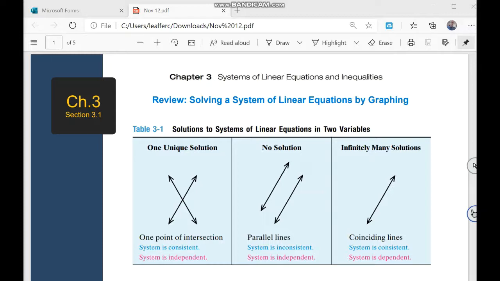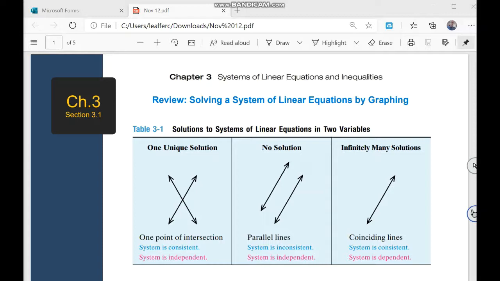And we started on chapter 3, System of Linear Equations, and a quick review about solving systems of linear equations by graphing. We started to apply these methods. When you have two linear equations with two different variables and you graph, you're going to find the line that represents each one of the equations. Each equation is going to be represented by a straight line.